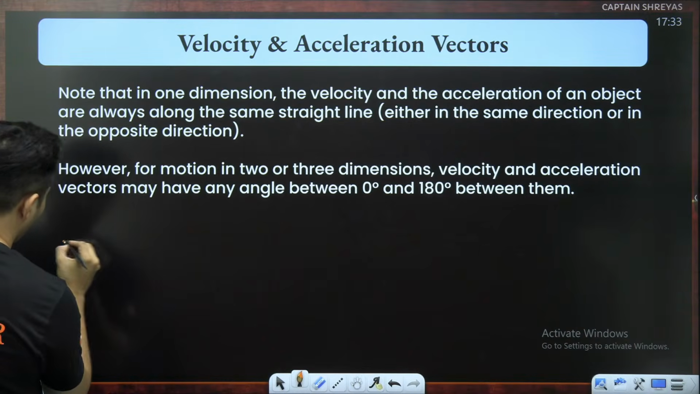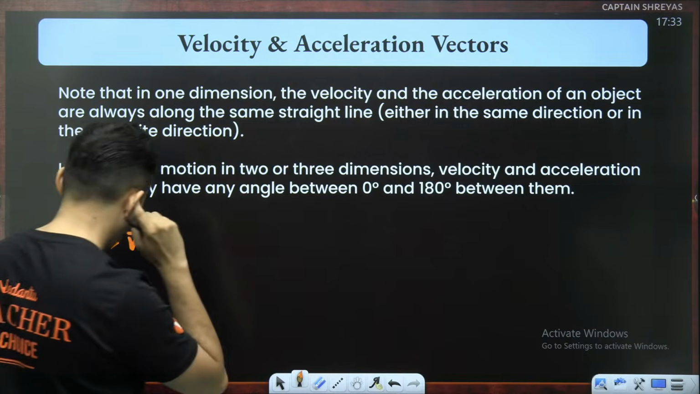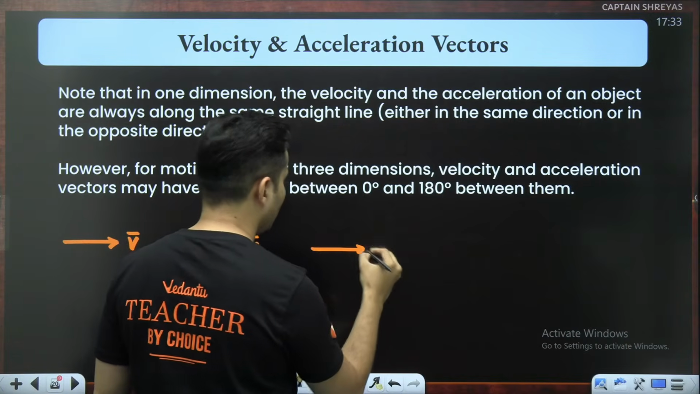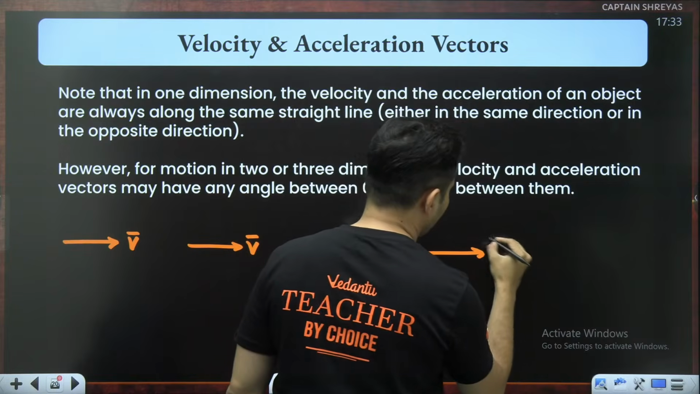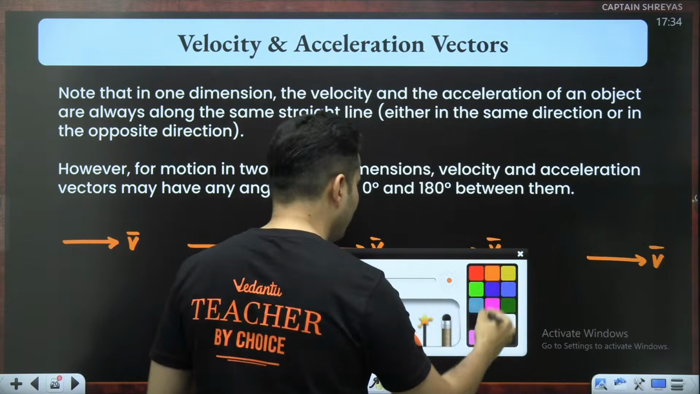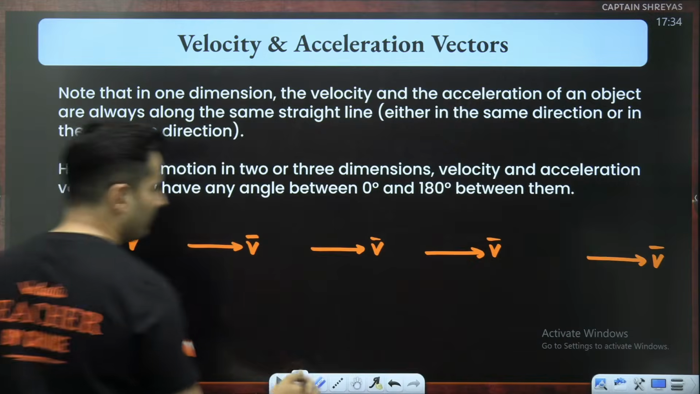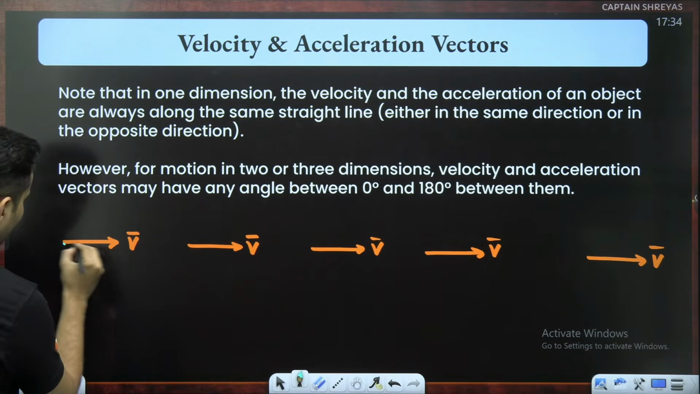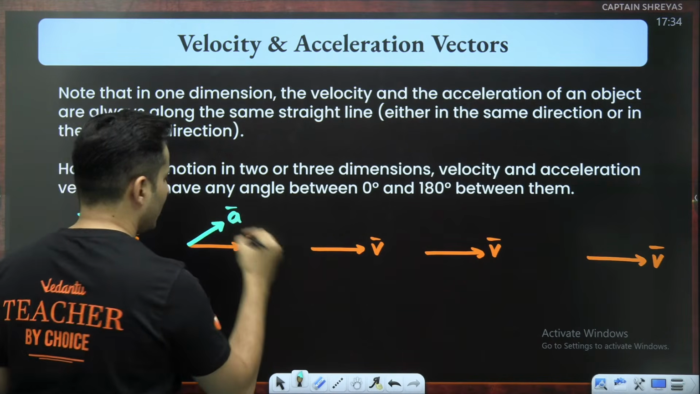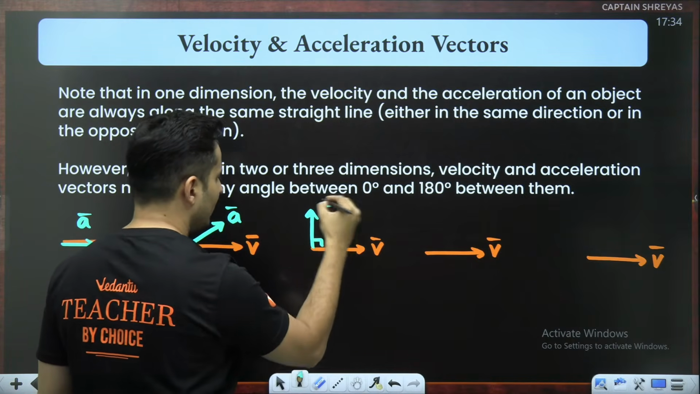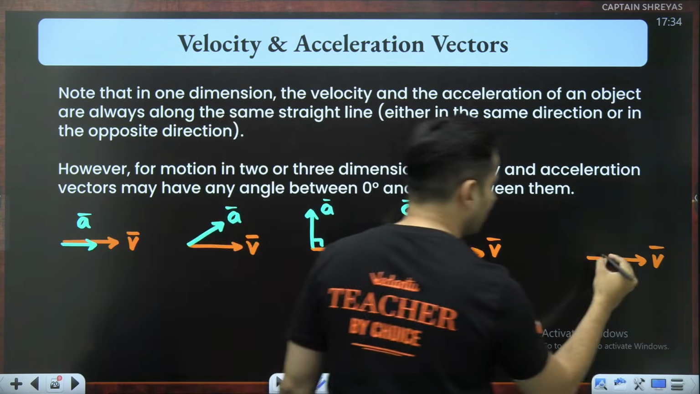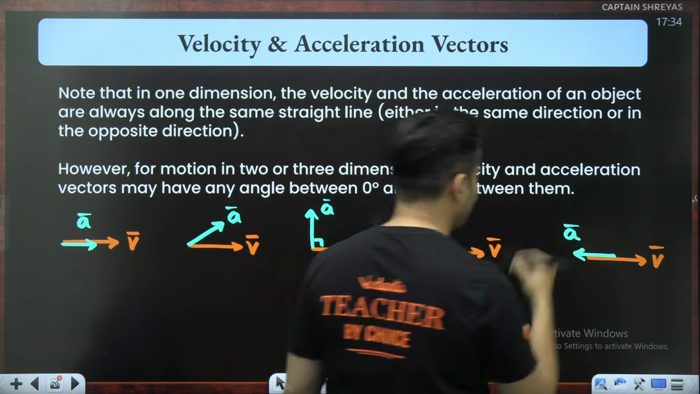Say for example, this is the first case, velocity. Next case, velocity. Another case, velocity. One more case we'll take, and one last case over here. And now we'll take different directions of acceleration. Let's say first time the acceleration is over here, parallel. Next time makes an acute angle. Next time makes an angle of 90 degrees. Next time makes an obtuse angle with the velocity. Last time it makes an angle of 180 degrees, or basically it is opposite.